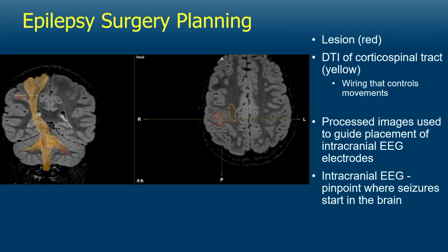The post-processed images are then used to guide placement of intracranial EEG electrodes. So intracranial EEG electrodes are electrodes that are placed into the brain itself to try and pinpoint exactly where the seizures start in the brain.